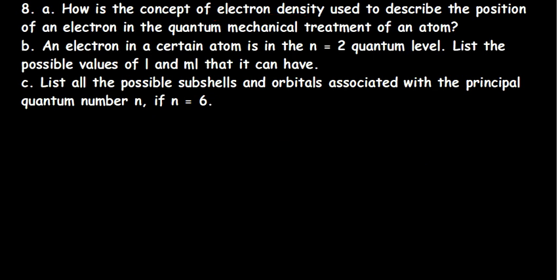What are we taught? An electron in a certain atom is in the n equals 2 quantum level. List the possible values of L and ML that it can have. In the first set of atom practice questions, I explained how to determine the values of L and ML. First of all, n is called the principal quantum number, which gives us the energy and the size of the energy level.